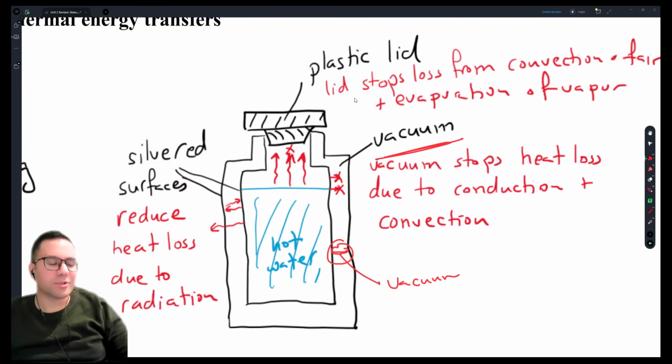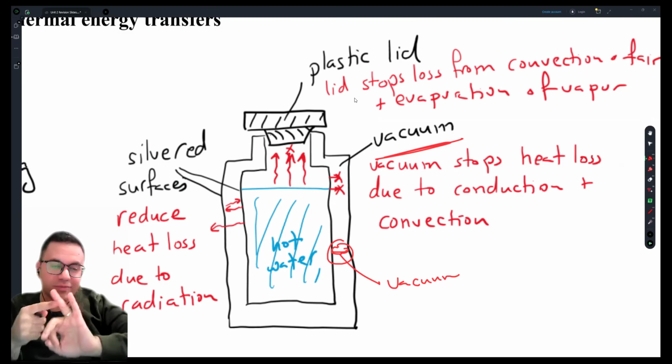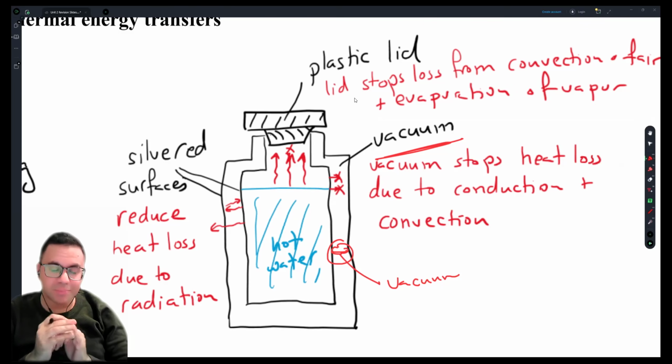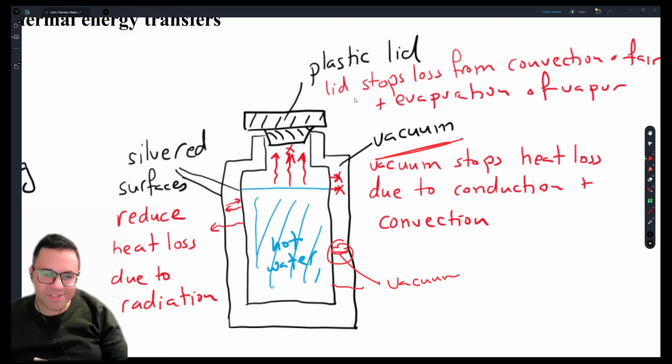So what does a vacuum do? A vacuum completely stops conduction and convection, because they both need particles and there are no particles in a vacuum. So no conduction, no convection occurs through that vacuum. So less heat is lost through the sides. The only heat loss that can occur through the sides is by radiation.